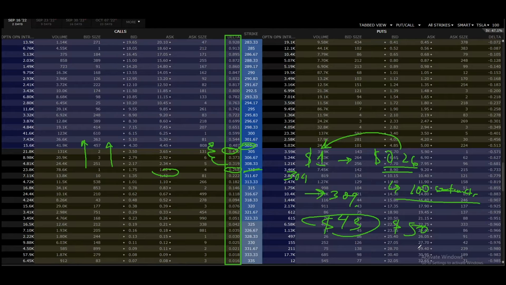Now, delta is one of the main reasons we take a look at these chains, right? We want to understand what the delta reading is so we can have a ballpark figure of which strikes we do want to select. Now, another Greek is gamma. Gamma is the rate of change of delta.